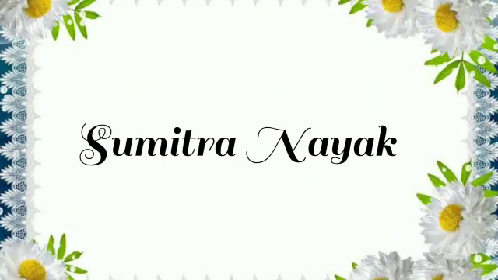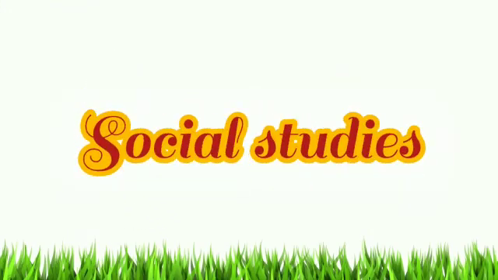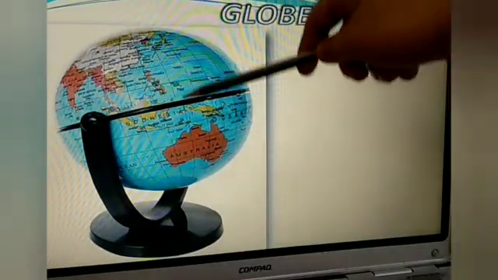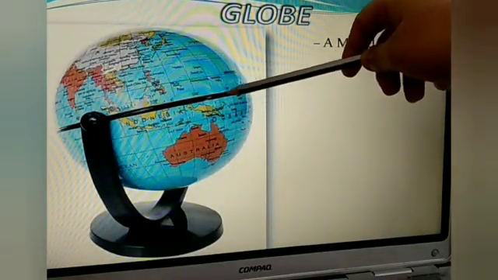I am Sumitra Nayak, and today I am going to teach you social studies. Our today's topic is globe. Look at this picture nicely.